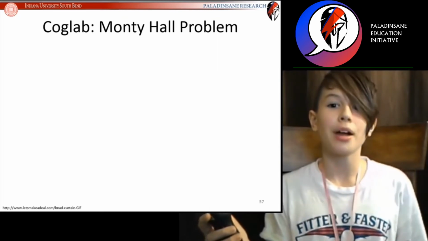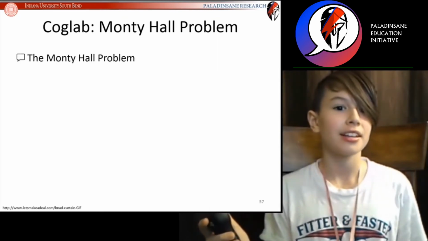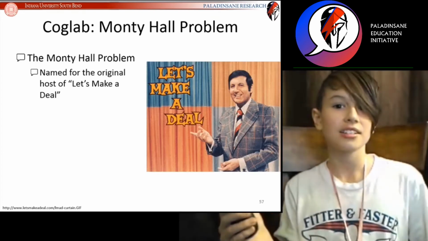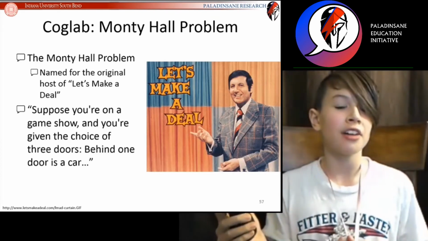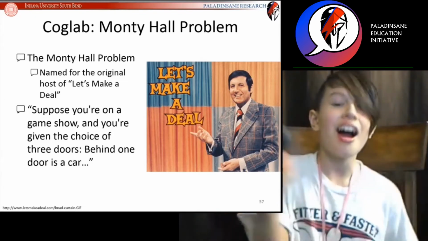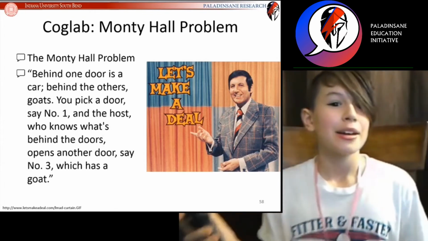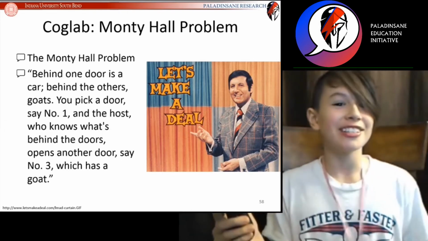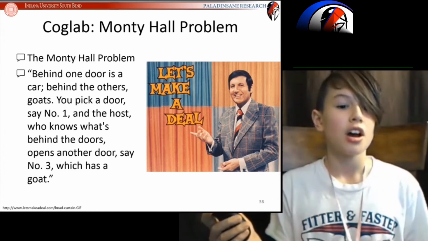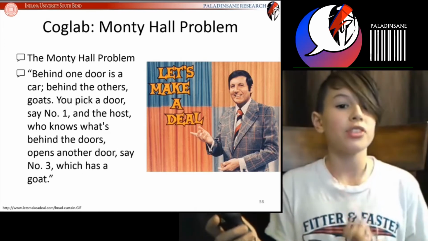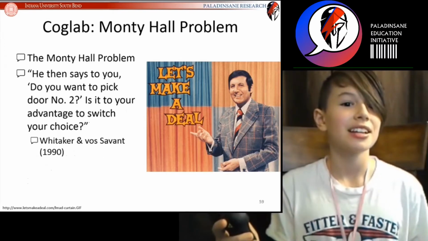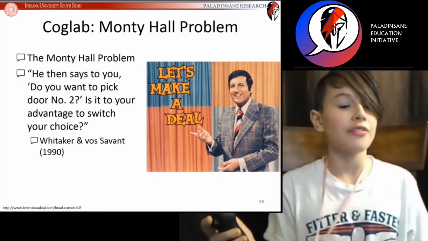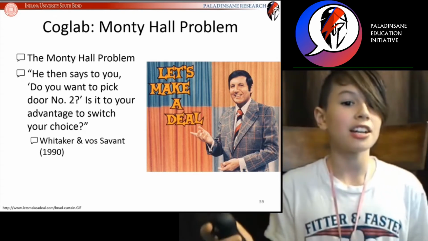Coglab: the Monty Hall problem. Named for the original host of Let's Make a Deal. Suppose you're on a game show and you're given the choice of three doors. Behind one door is a car. Yes! Behind the others, goats. But I want to keep the goats. You pick a door, say number one, and the host, who knows what's behind the doors, opens another door, say number three, which has a goat. He then says to you, do you want to pick door number two? Is it to your advantage to switch your choice? Whitaker and Vos Savant.